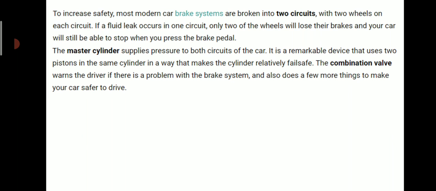It is a remarkable device that uses two pistons in the same cylinder in a way that makes the cylinder relatively fail-safe. The combination valve warns the driver if there is a problem with the brake system and also does a few more things to make your car safer to drive.